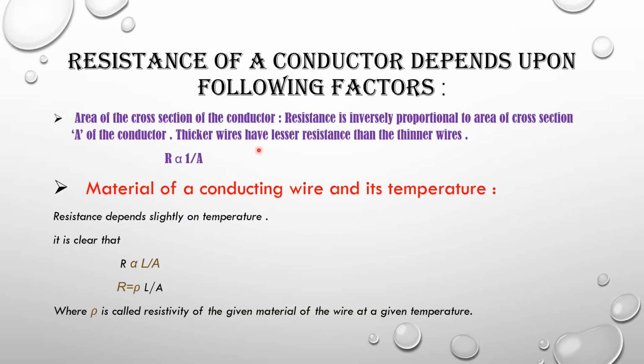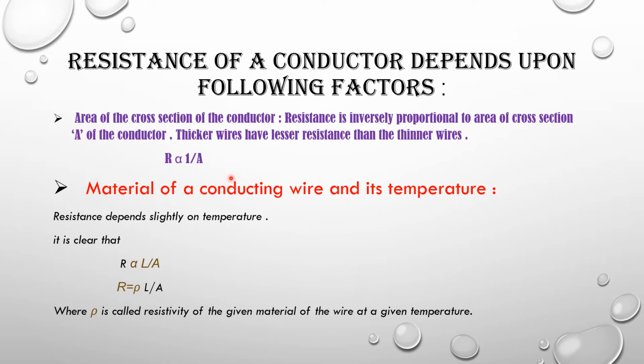The next factor is the area of cross section of the conductor. Resistance is inversely proportional to the area of cross section A of the conductor. Thicker wires have lesser resistance than thinner wires. Here, R is directly proportional to 1 by A, or we can say that R is inversely proportional to A, where A is the area of cross section.